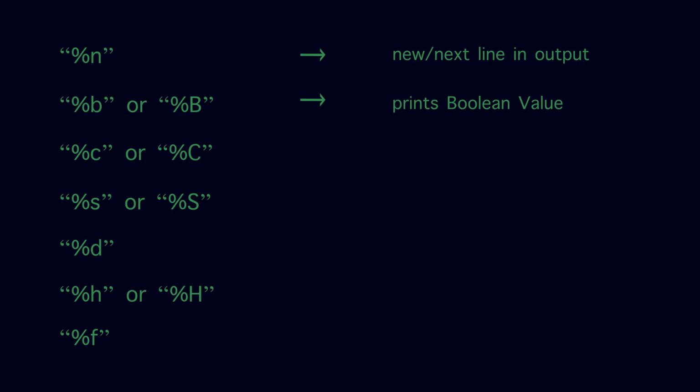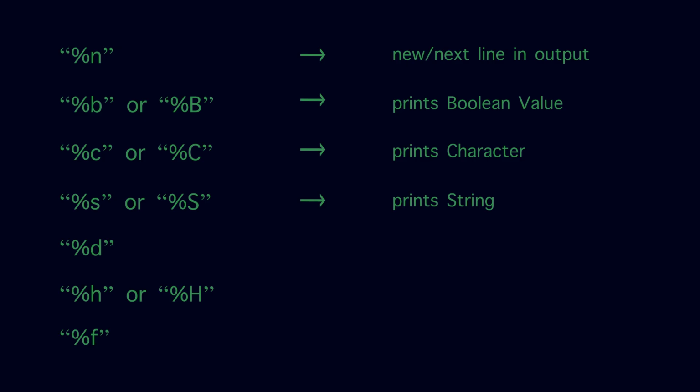Following, we have modulo lowercase c or modulo uppercase c. Similarly to modulo b, the lowercase prints the input given, whether it be uppercase or lowercase, and the uppercase prints uppercase where it can. But instead of printing out a Boolean value, it will print out a character, hence the c. Next, we have modulo lowercase s and modulo uppercase s, which, similar to modulo b and c, prints out the input, in this case, a string, in its original form or all uppercase, respectively.